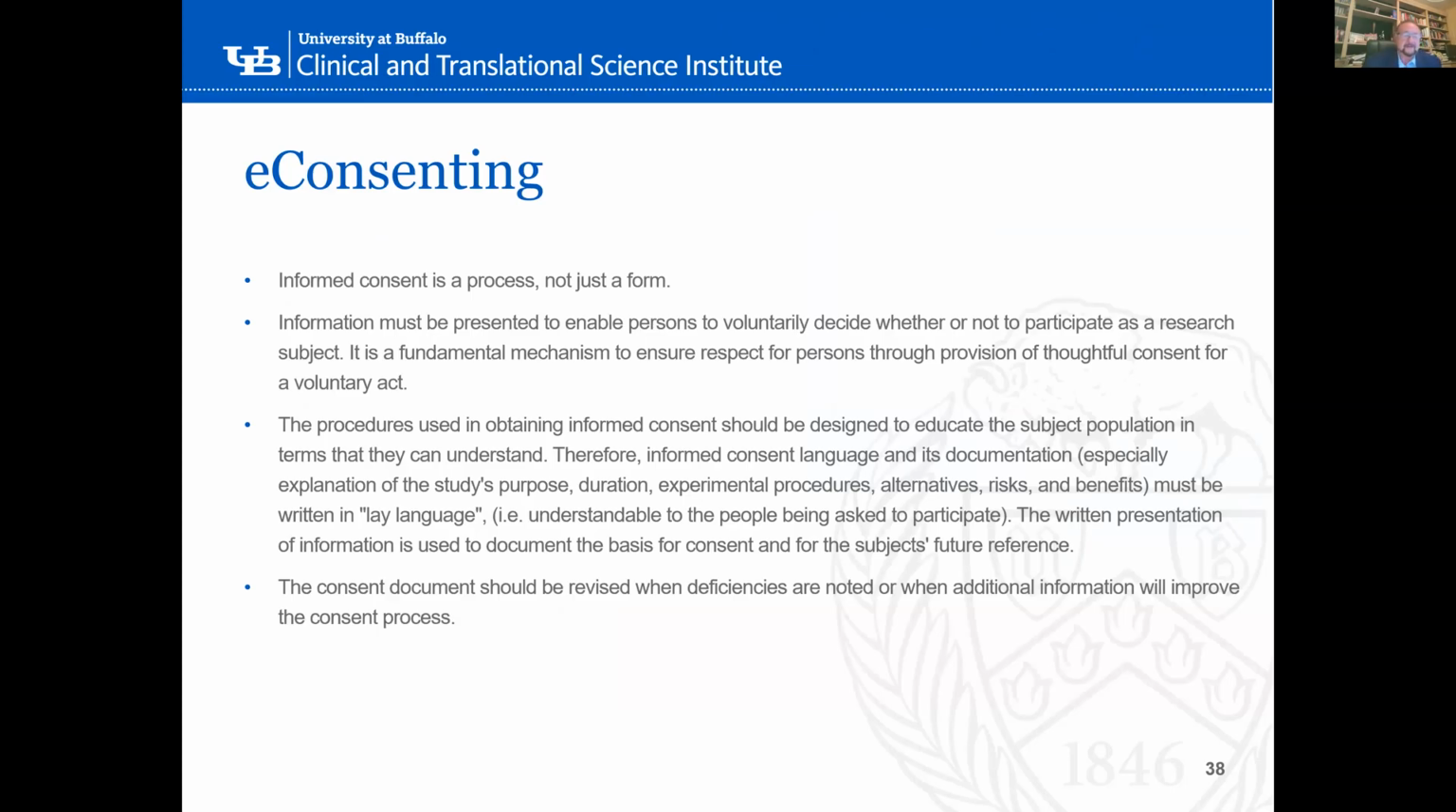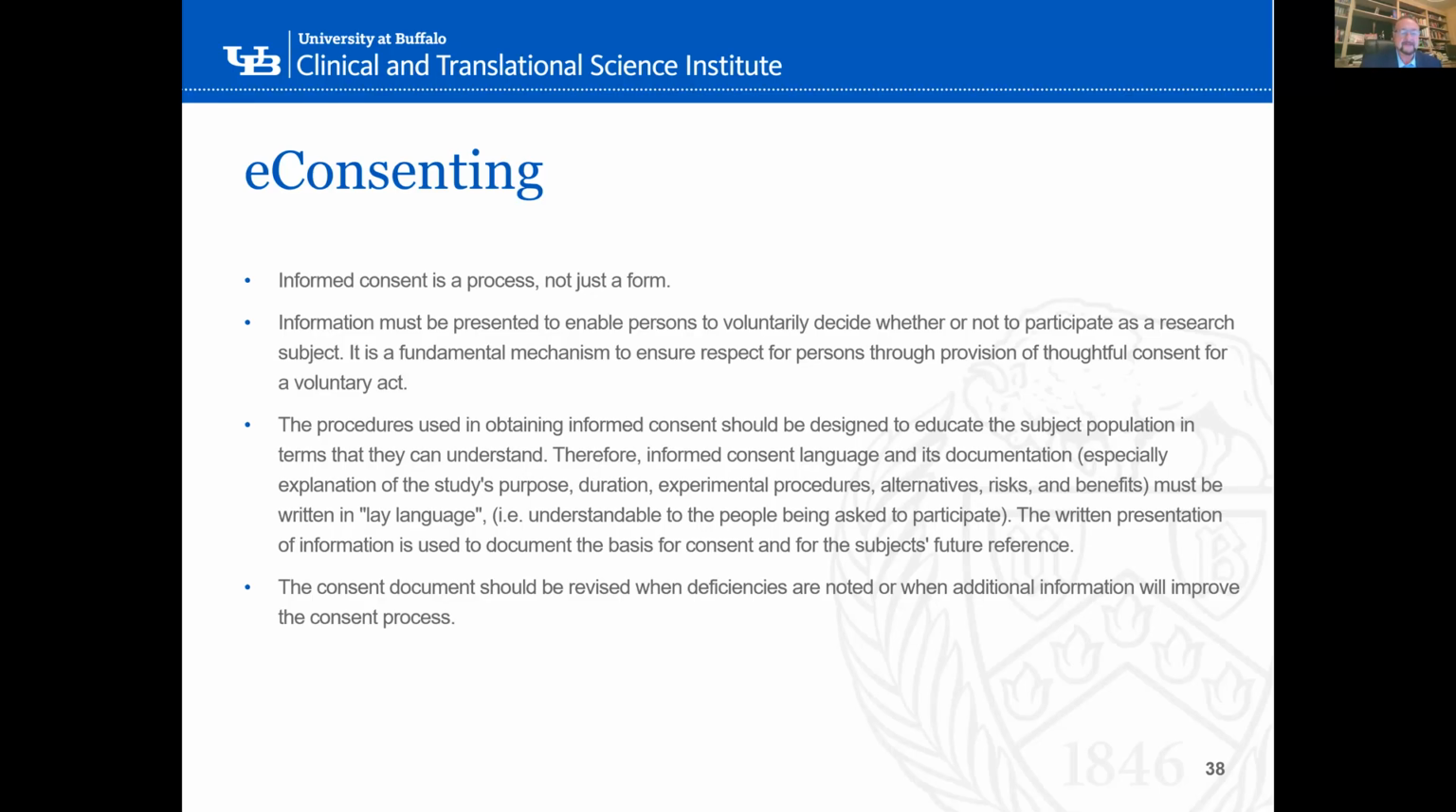So let's talk about a few other things. Well, there's e-consenting, I mentioned that, and informed consent is a process, not just a form. Information must be presented to enable persons to voluntarily decide whether or not to participate as a research subject. It is a fundamental mechanism to ensure respect for persons through provision of a thoughtful consent for a voluntary act.